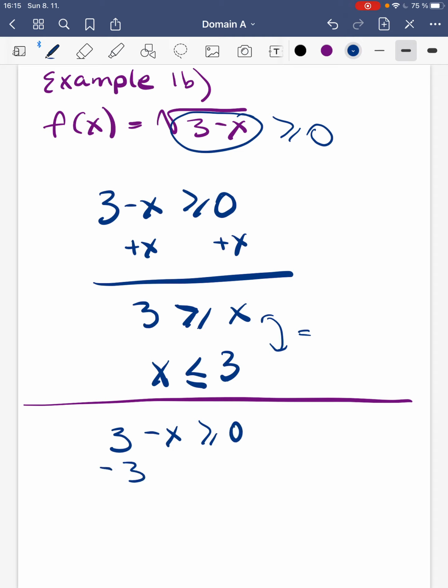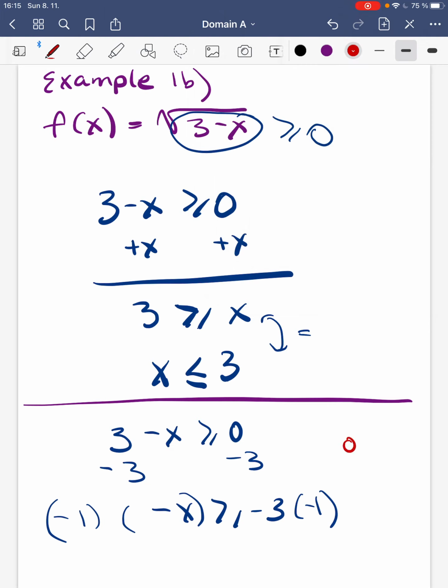kind of what's traditional is to get the constant on the opposite side of the inequality, and then you got negative x is greater than or equal to negative 3. Now to solve this, you have to multiply both sides by a negative 1. And when you do that, you have to switch the sign.